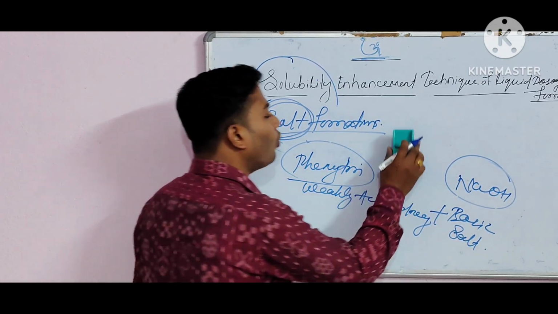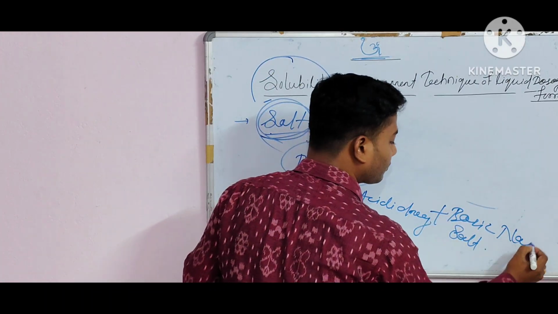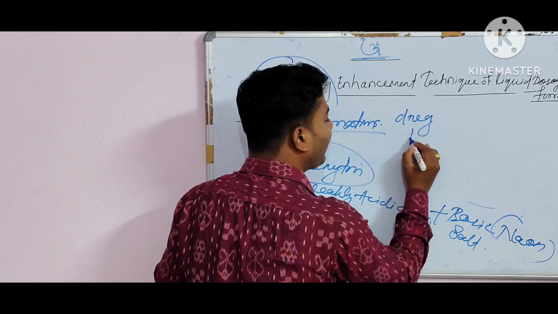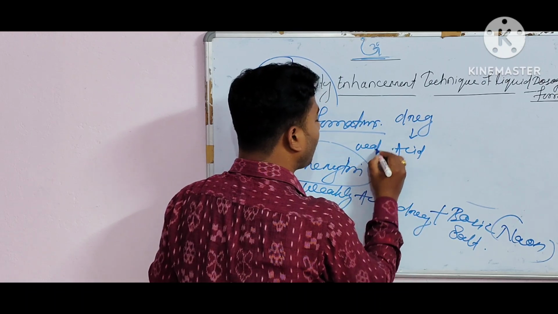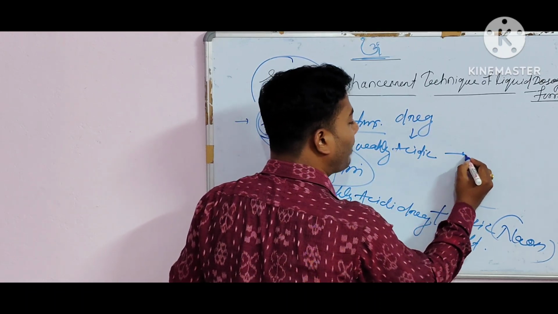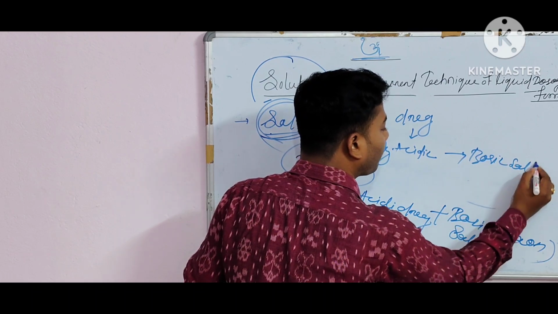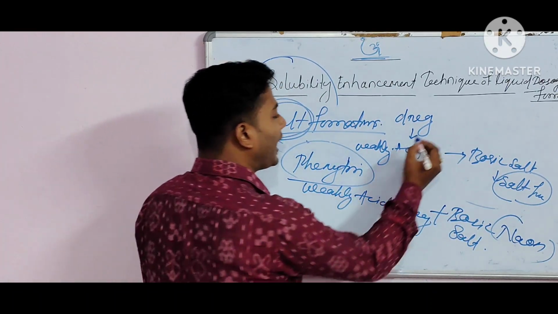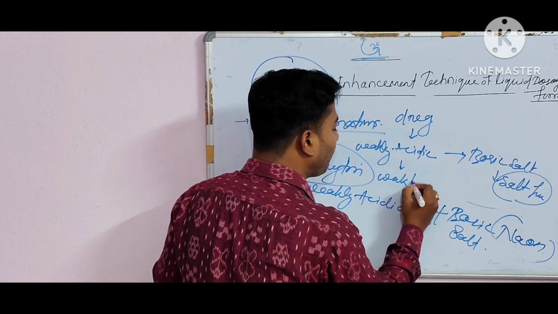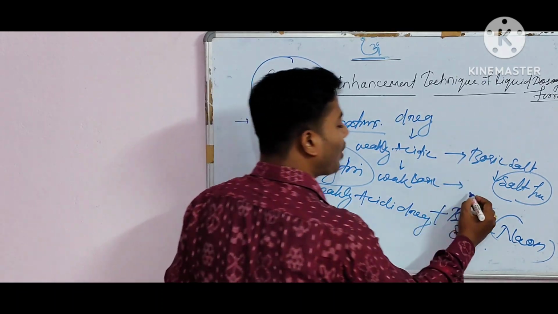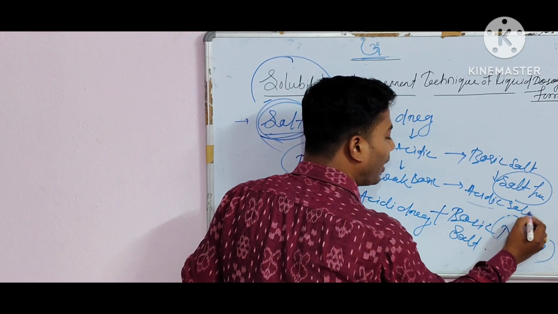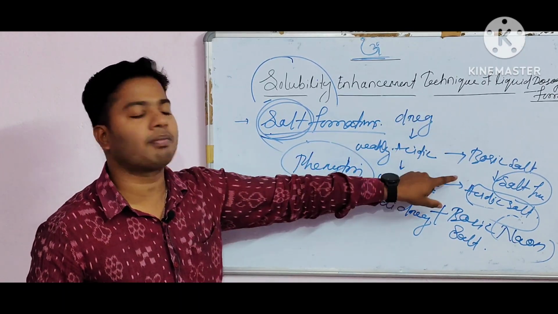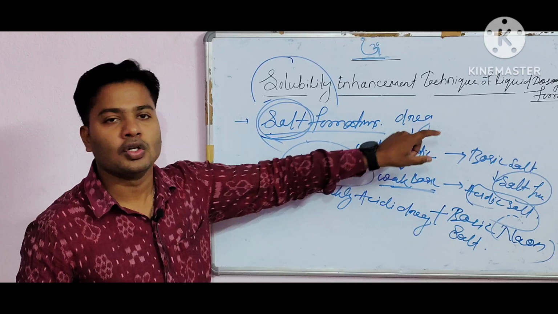In a simple way you can say that if the drug is weakly acidic, then you have to add some basic salt. Then it converts into the salt form. That's why it enhances the solubility of the drug. If the drug is weakly basic, then you have to add some acidic salt. When you add some acidic salt to the basic drug, it definitely converts into the salt form, and that salt form is highly soluble in water. Clear?